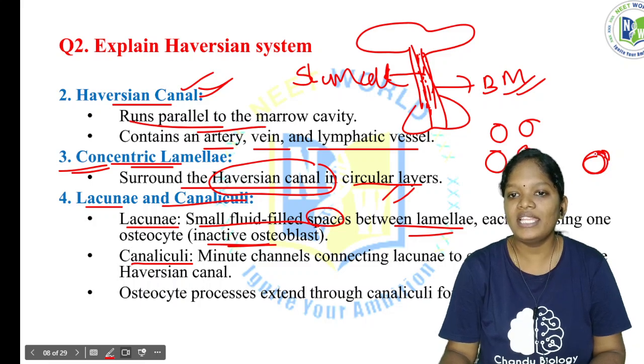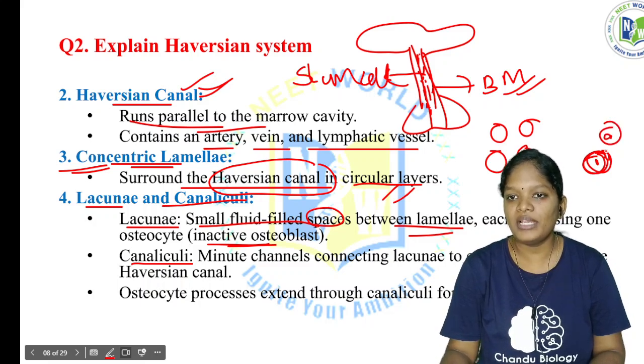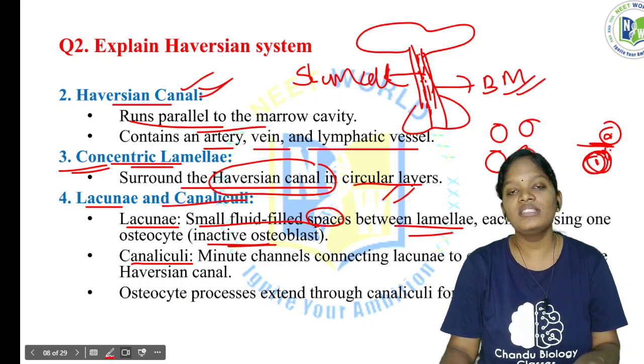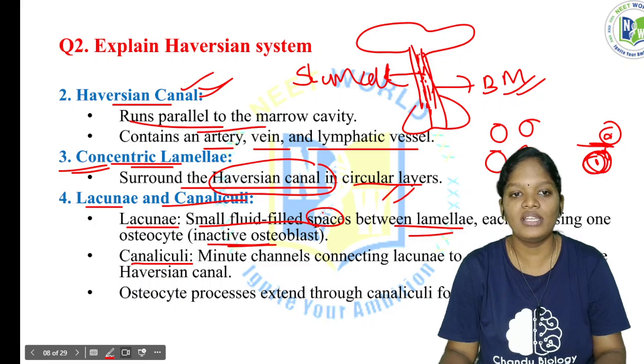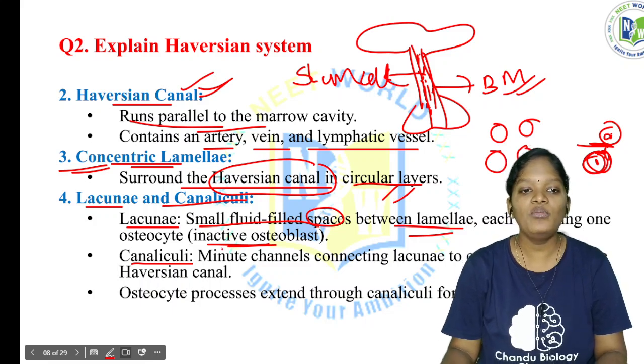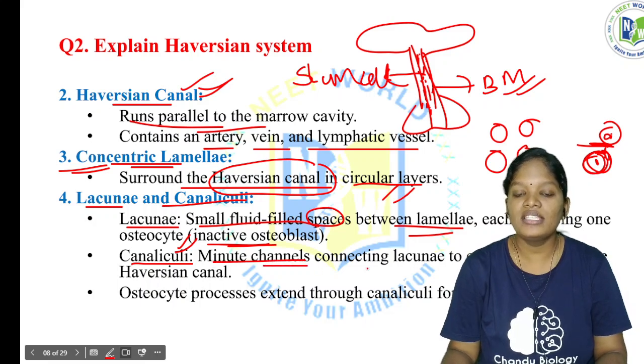The lamellae is covering the osteocytes. There is one lamellae and another lamellae, and between these they have spaces. That space is filled with fluid, and that fluid filled space is called a lacunae. And what are canaliculi? Canaliculi are the minute channels connecting the lacunae to each other and to the Haversian canal.